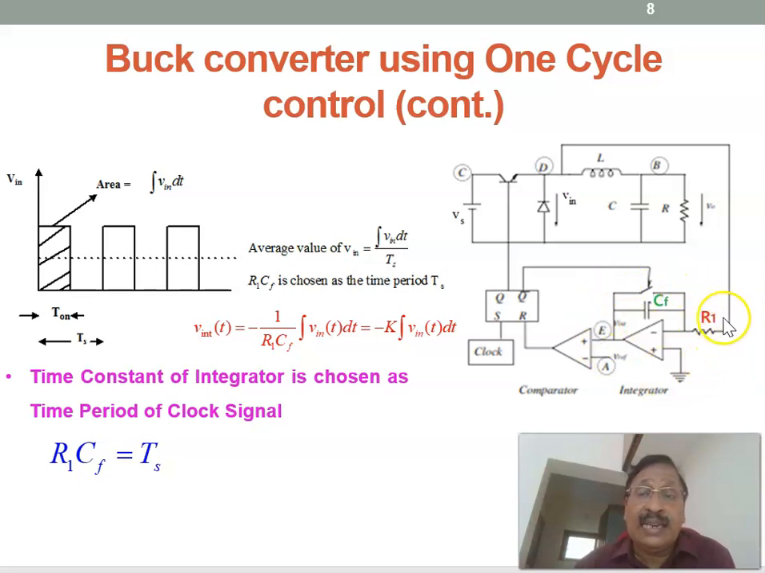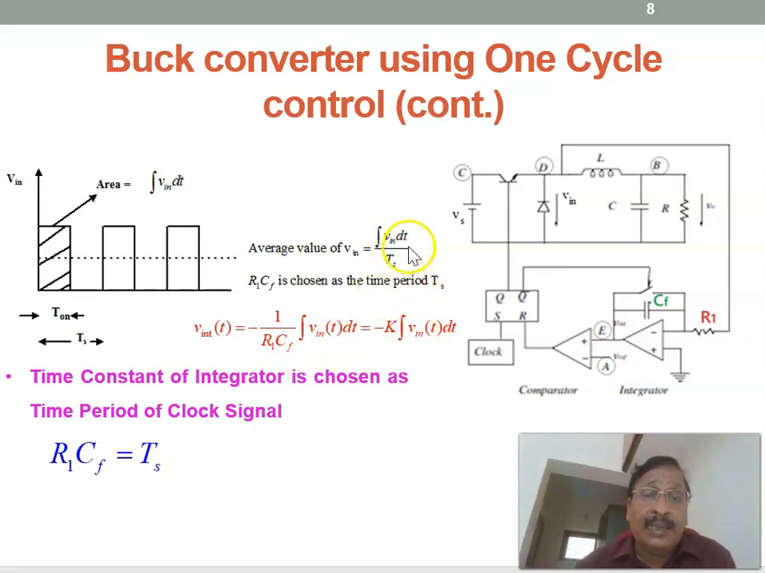Now if you integrate this one in this integrator, the equation is that V integrator equals minus 1 by R1 Cf integral of this voltage V in(t) dt. This constant, I am referring to 1 by R1 Cf, I am taking it as a constant K, or minus K integral V in(t) dt. And here that is the integrated output, and here this is the average value of the voltage equal to this.